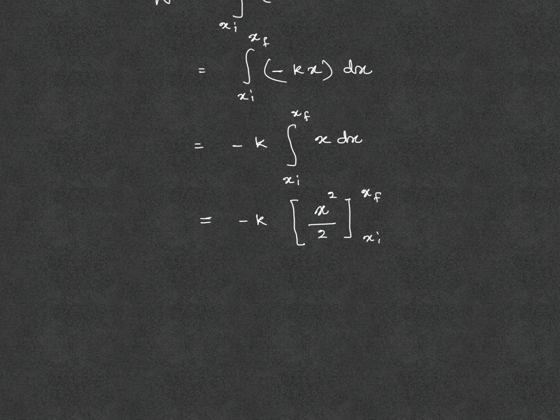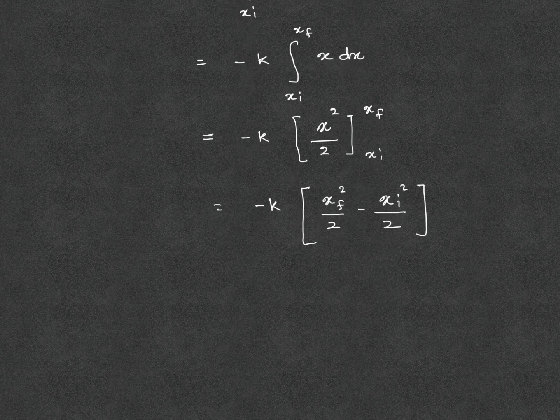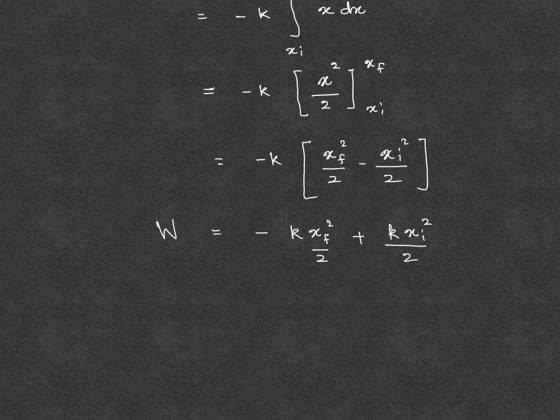As you know, those who have done calculus, minus k, we substitute the upper limit first for the x, and then you write it, and then you substitute the lower limit xi square, and then divide by 2, and then you write the whole thing like that. So when you distribute negative k, it becomes negative k xf square over 2. Negative negative becomes positive, and you have kx initial square divided by 2, and that is our work.